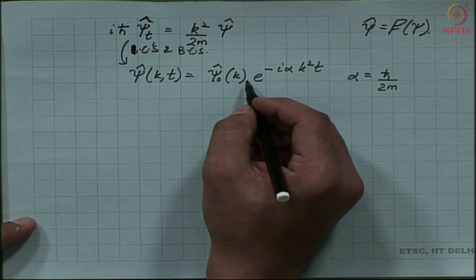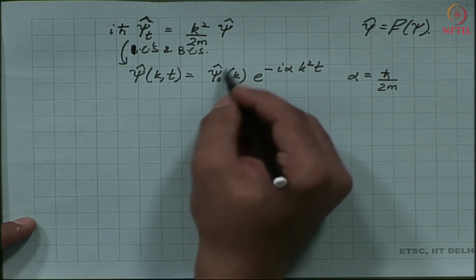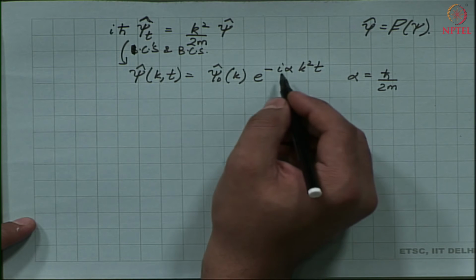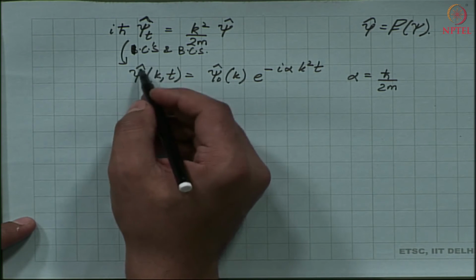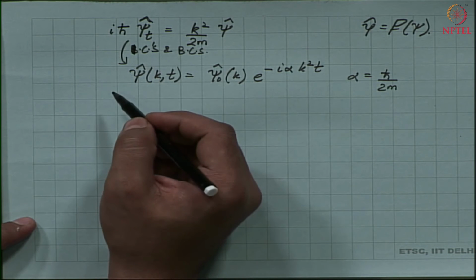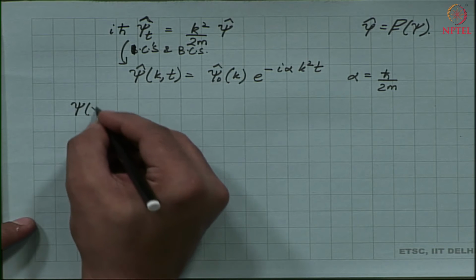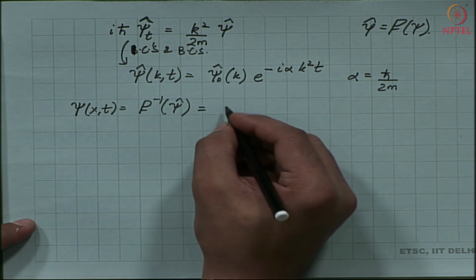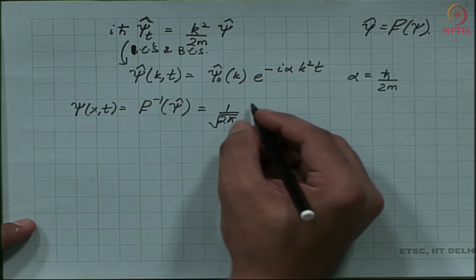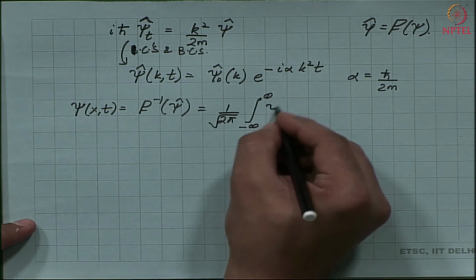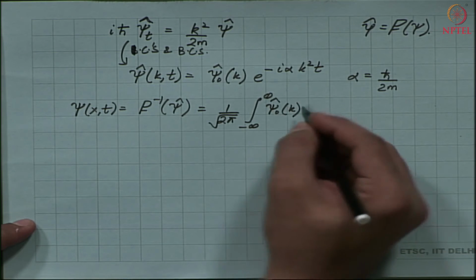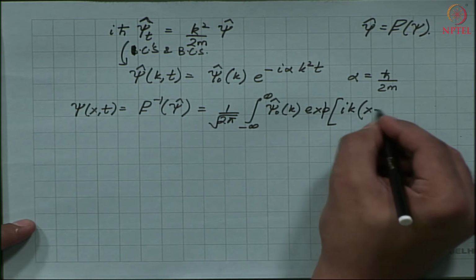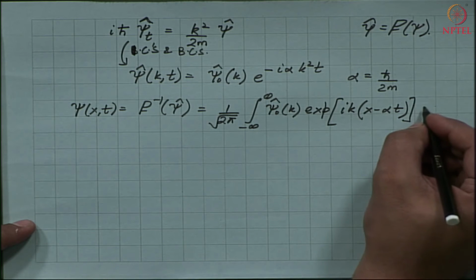Notice that at t equal to 0, the solution reduces to the solution given by the initial condition, and as t goes to infinity, we see that the solution decays. So this satisfies all the initial and the boundary conditions. Then my solution psi of x comma t will be the inverse Fourier transform of psi hat, which will be equal to 1 by square root 2 pi, just applying the formula, integral from minus infinity to infinity psi naught hat at k e to the power i k x minus alpha t dk.